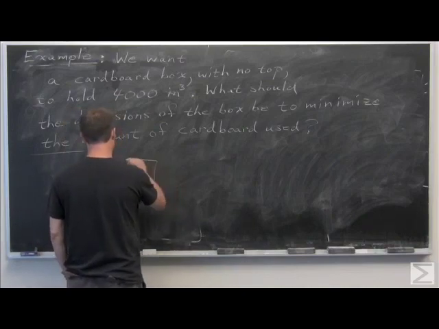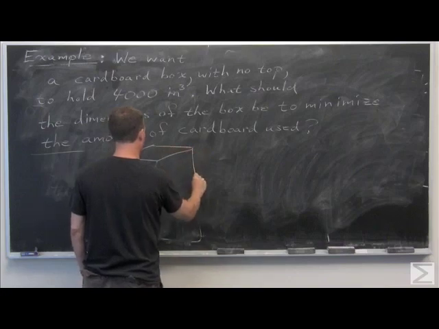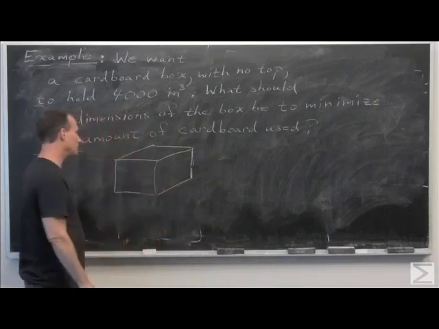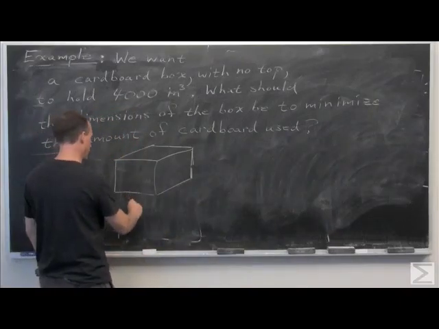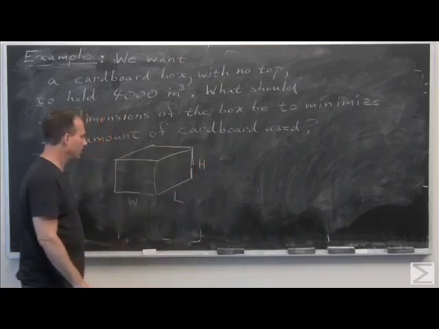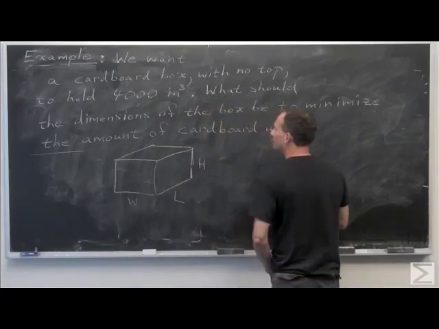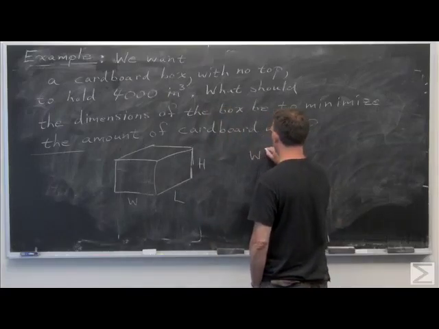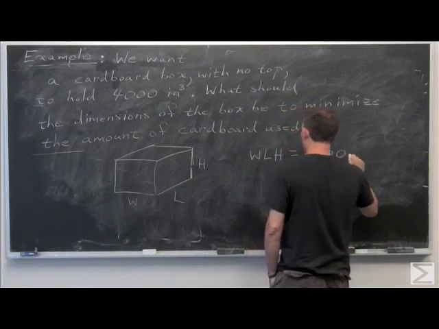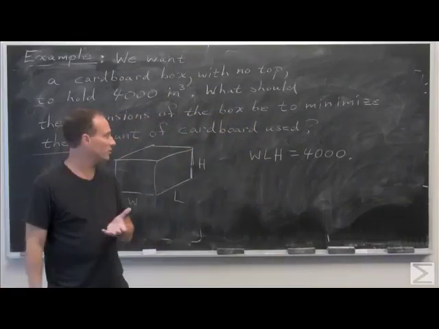We have, by a box, we mean a rectangular box. Didn't explicitly say that, but that's what's intended. So you've got some rectangular box. It has some width, some length, and some height. W, L, and H. So what we're told is that we want W times L times H to be 4,000, because W times L times H is the volume, and we want the volume to be 4,000 cubic inches.